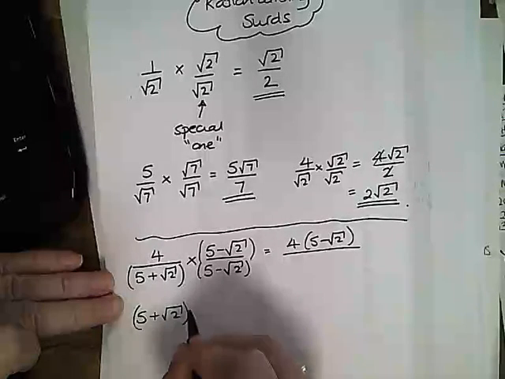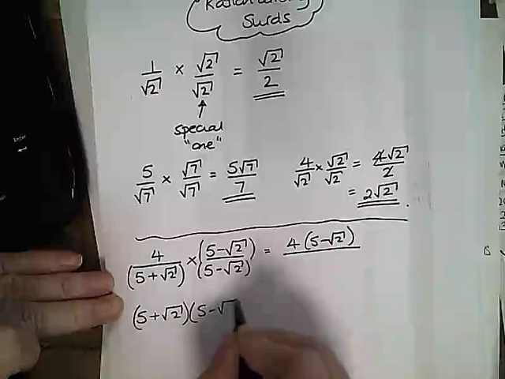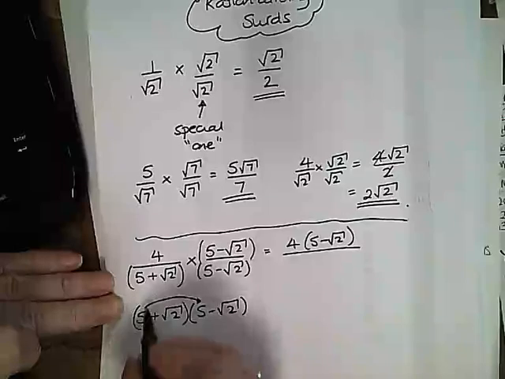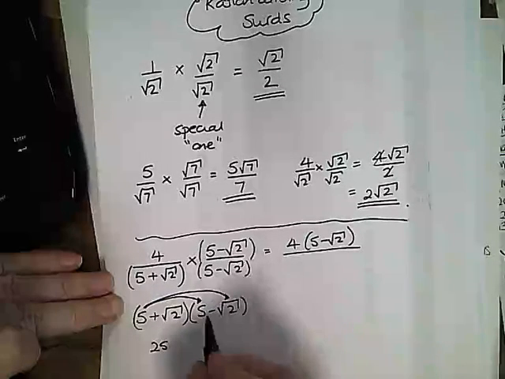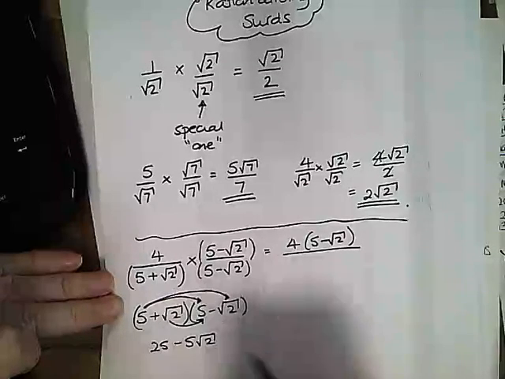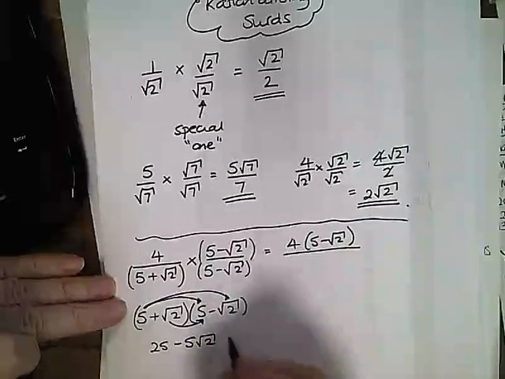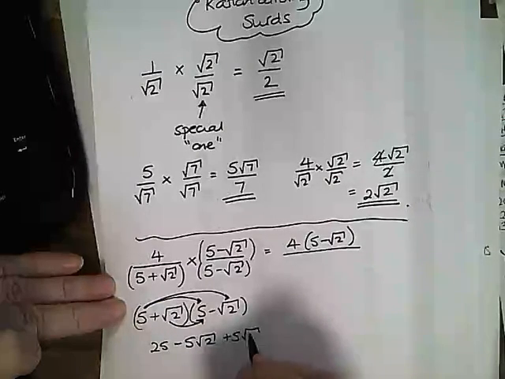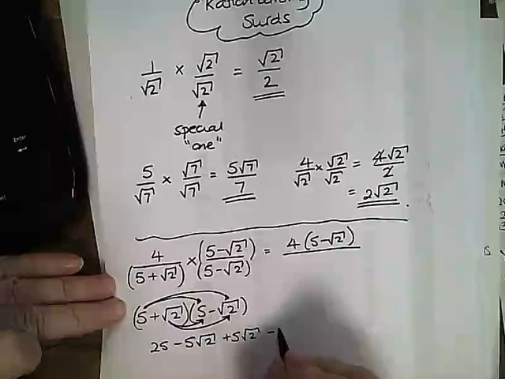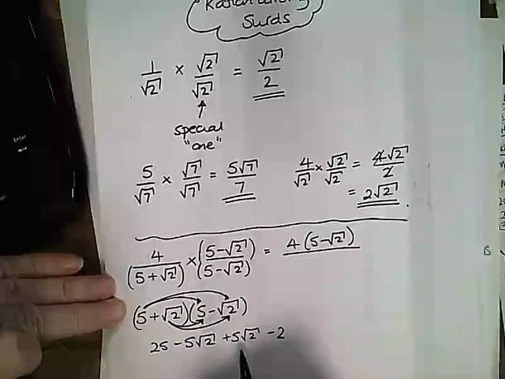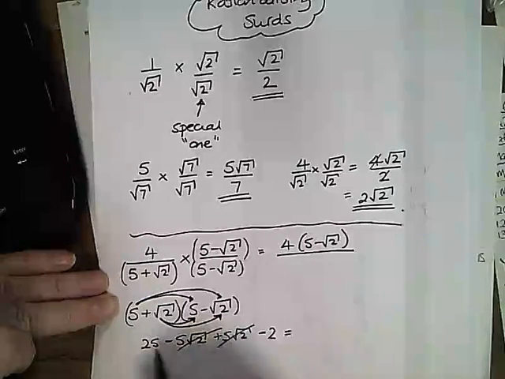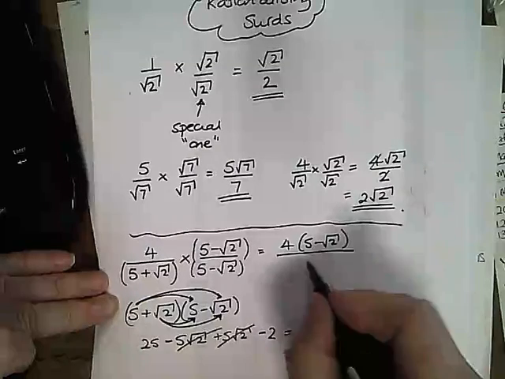So 5 plus root 2, 5 minus root 2. 5 times 5 is 25, 5 times root 2 is 5 root 2, but it's minus, root 2 times 5 is plus 5 root 2, and then finally root 2 times root 2 is 2, and it's minus there, so minus 2. Minus 5 root 2 plus 5 root 2 cancels each other out, so I'm just left with 25 take away 2, which is 23, and that's my denominator.